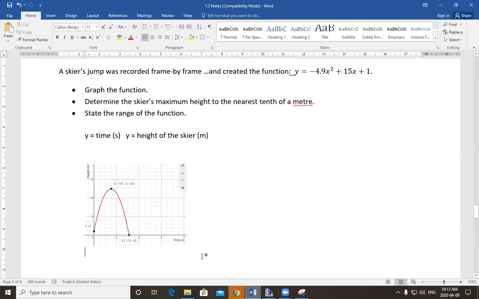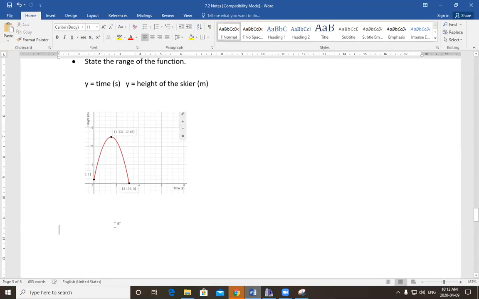Important points, we have it. Hanging out in quadrant 1, we did it. Label graph, we have it. Determine the skier's maximum height to the nearest tenth of a meter. First thing we're going to do. So A, max height of the skier.